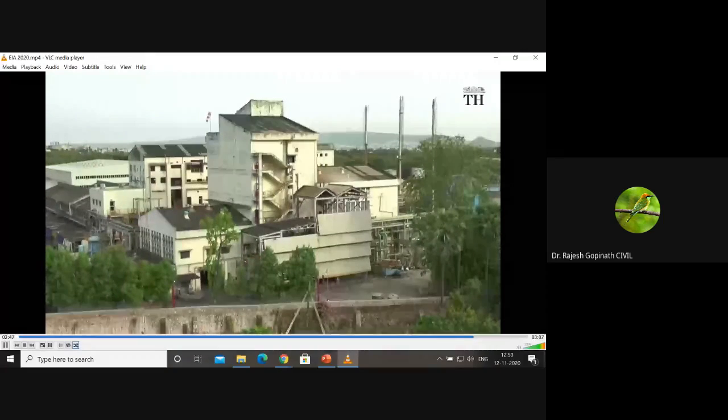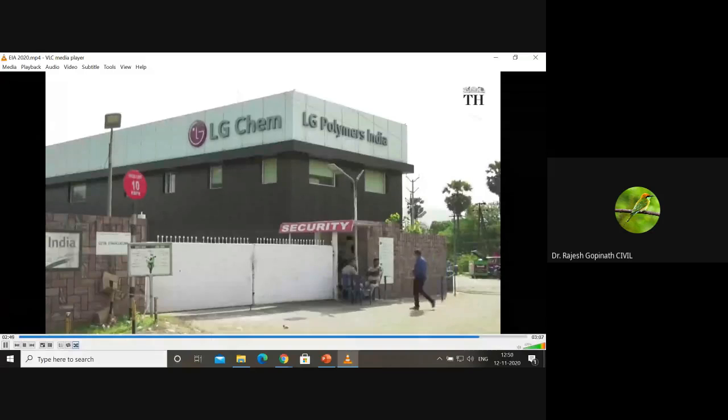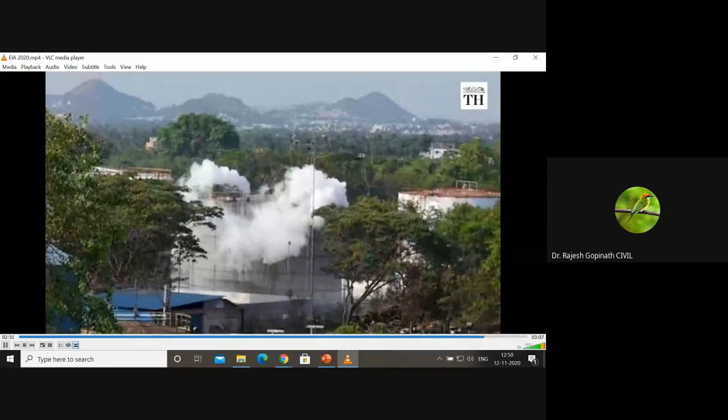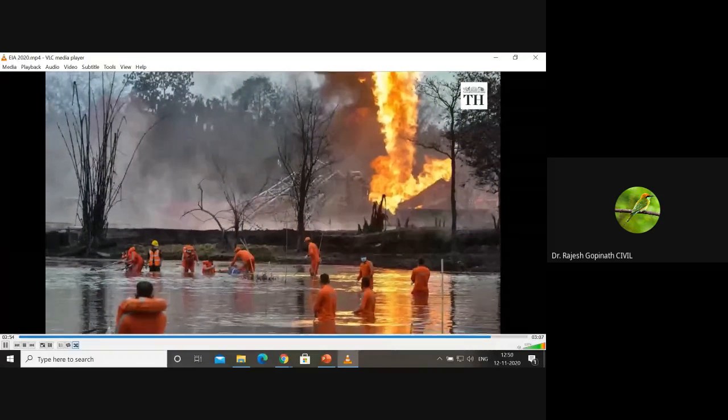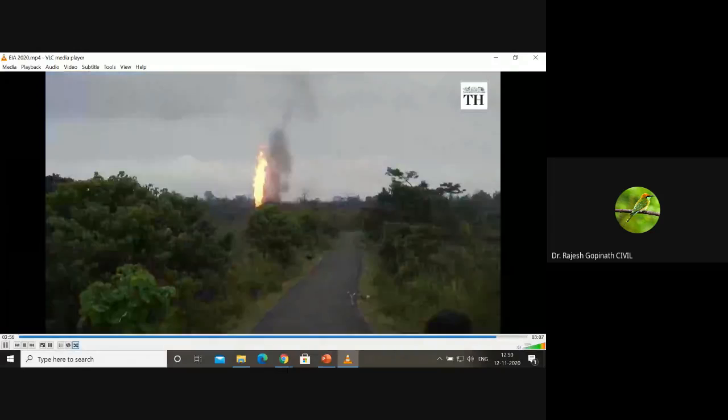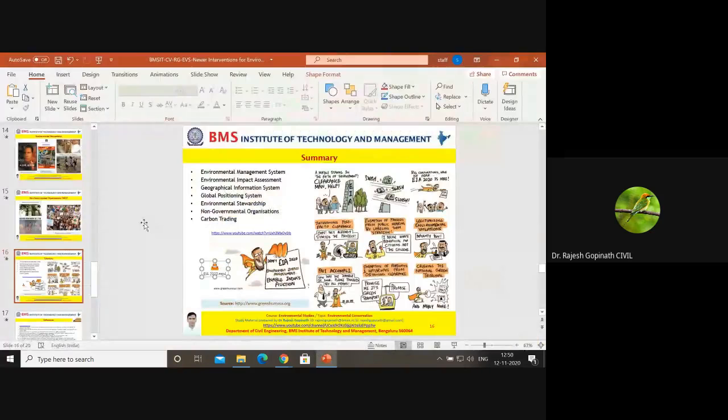Recent incidents such as the gas leak at the LG Polymers plant in Visakhapatnam and the blowout and fire at Oil India Limited in Assam are some of the examples that point out the importance of EIA in our country. So friends, if you had a proper EIA, proper EMS, then disasters such as the Bhopal gas tragedy or Vizag, all these could have been avoided. So these are lessons that I and you need to learn, okay, when it comes to environmental conservation.